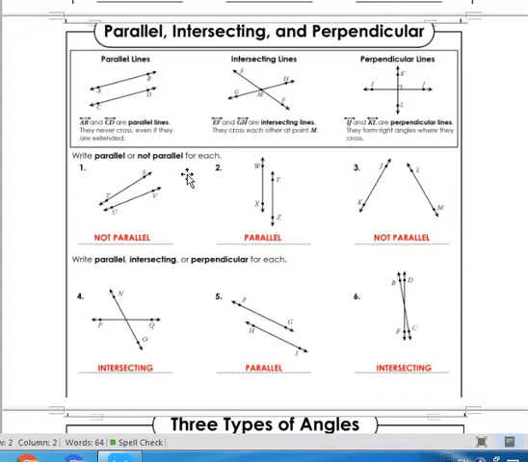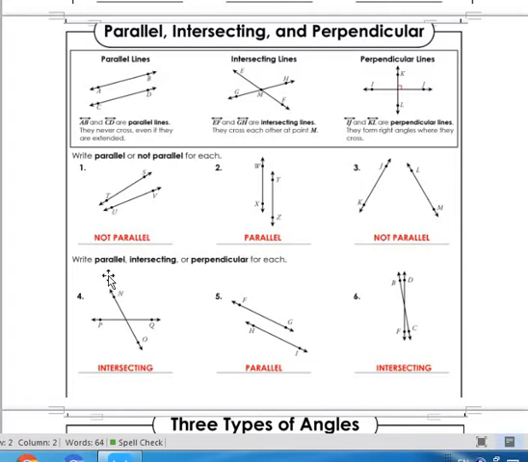Write parallel or not parallel for each. I have here two lines. Do you think they are parallel? Of course not, because if you extend these two lines, they will meet at a point or cross, and parallel lines never cross. Here these two lines are parallel. Yes, of course, because if you extend line WX or line YZ, they will never cross, even if they are extended, and this is the rule. Here they are not parallel lines, JK and LM, because if you extend them they will meet at a point.